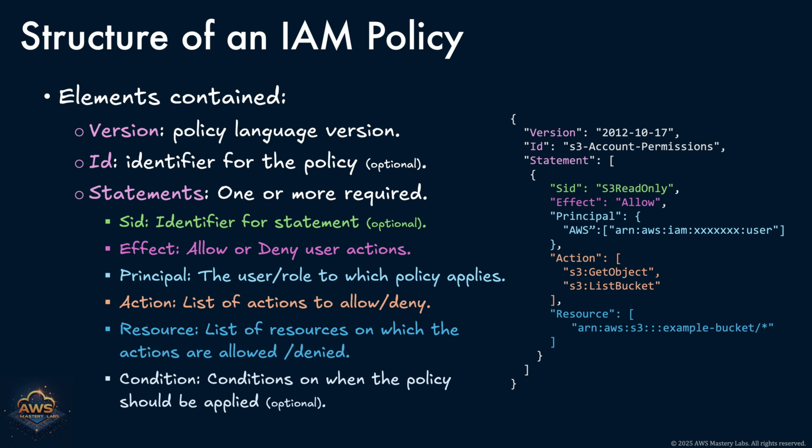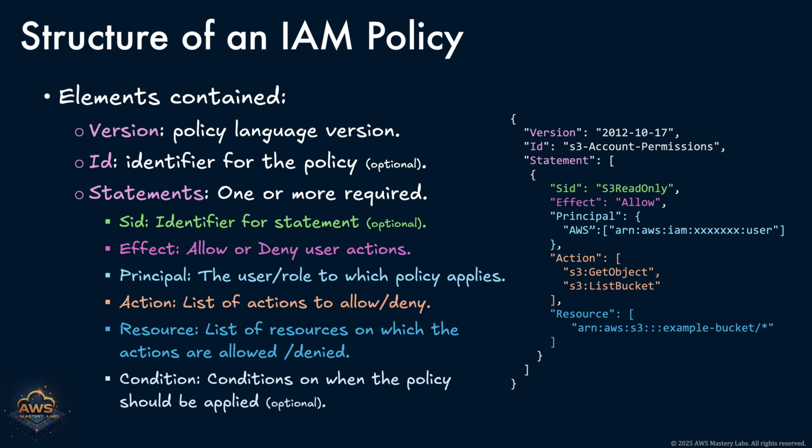Resource specifies the ARN of the AWS resource to which the actions apply. Condition is optional and lets you apply logic to limit when the policy is in effect. For example, only allowing access from a certain IP address or during specific times. Understanding this structure is key to writing secure and effective IAM policies, and it's where the real power of IAM comes into play.